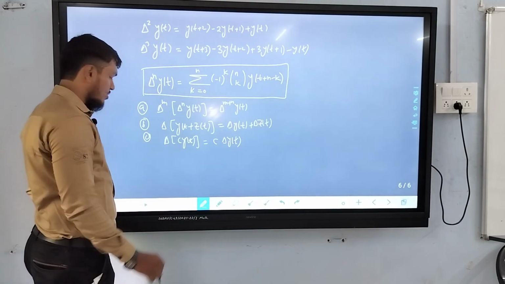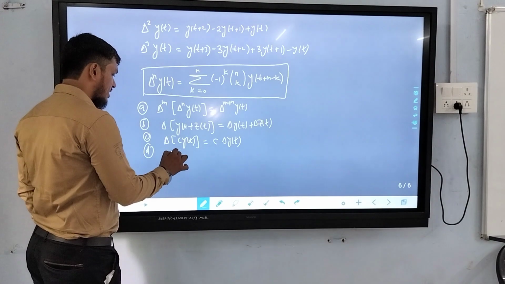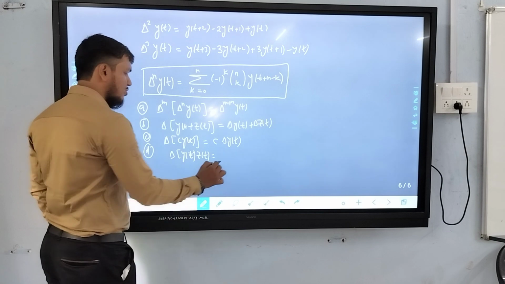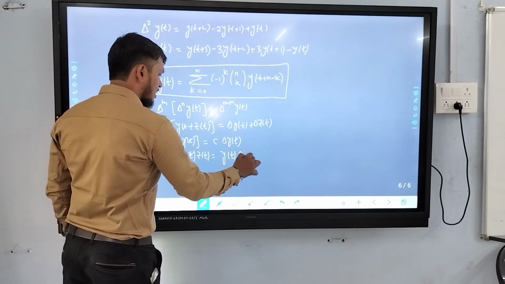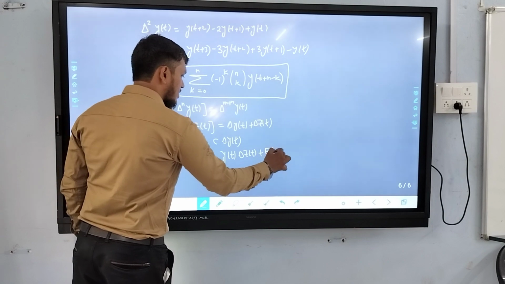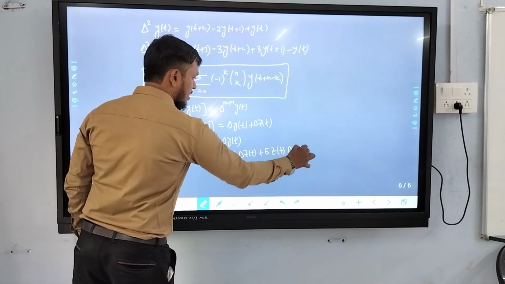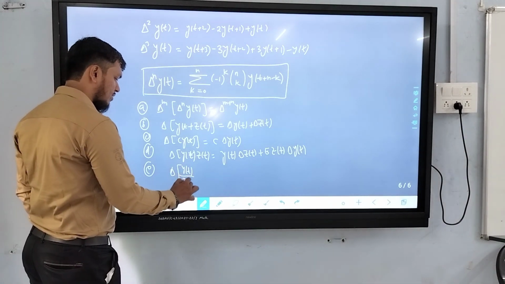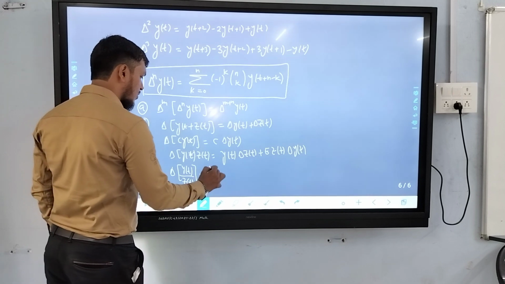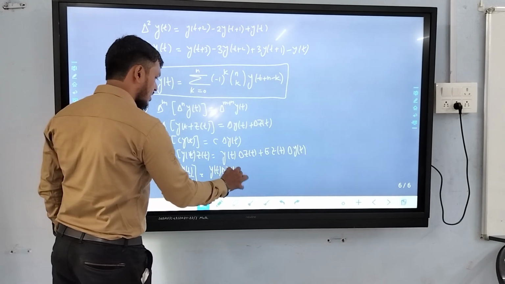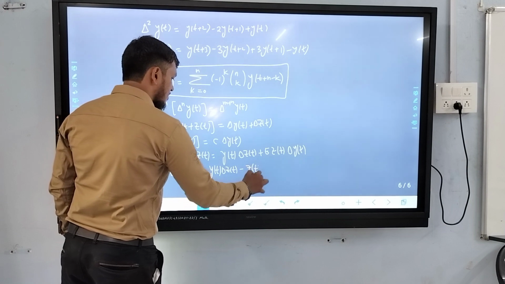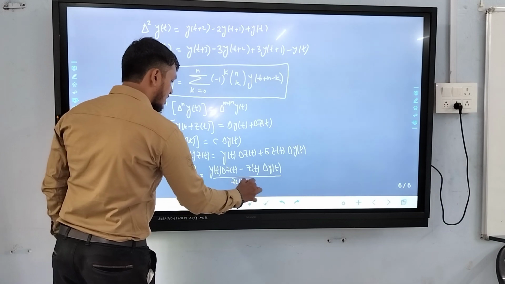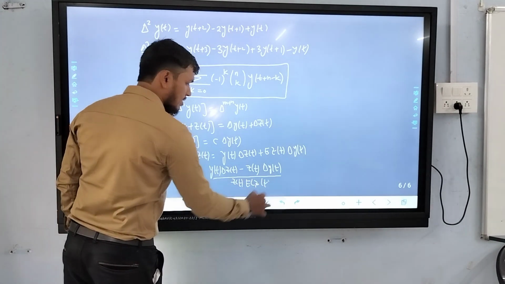Here c is a constant, and delta y of t into z of t is equal to what? y of t into delta z of t plus ez of t into delta y of t, and the last one is delta y of t upon z of t. This is equal to y of t into delta z of t minus z of t into delta y of t upon z of t into ez of t.